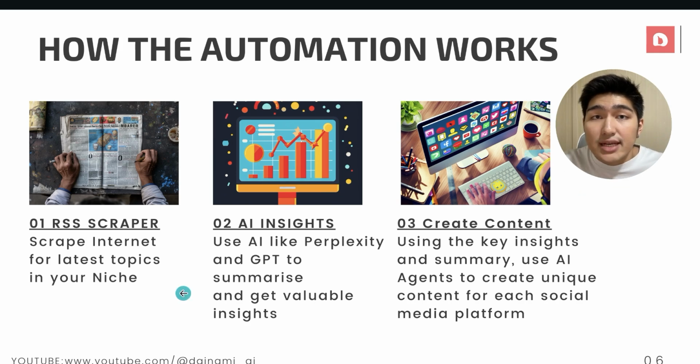Firstly, starting with an RSS scraper, we will use an RSS scraper to scrape the internet for the latest topics for your specific niche. Following that, we will use powerful AI tools such as Perplexity and GPT to summarize and get valuable insights on the latest news. After this is done, using the key insights and summary, we will use AI agents, custom GPTs to create unique content for your social media platforms.